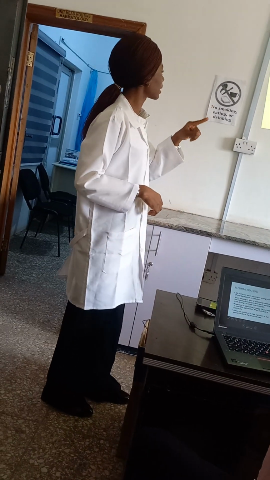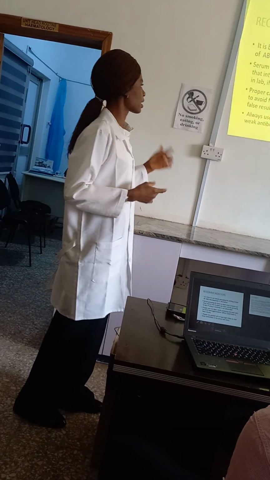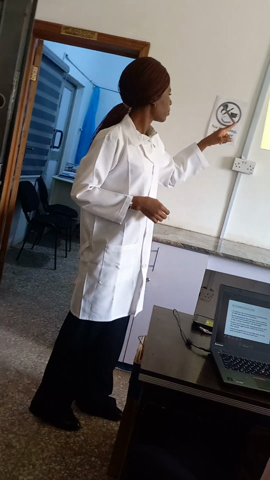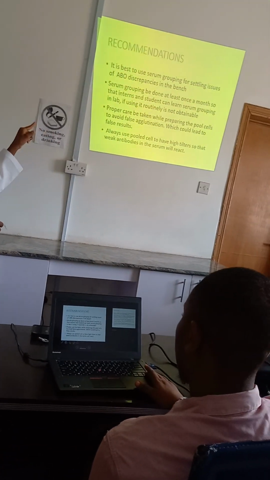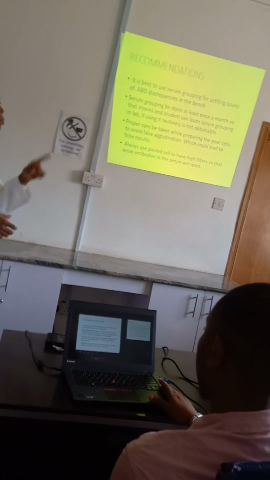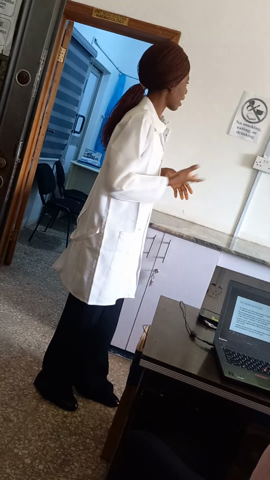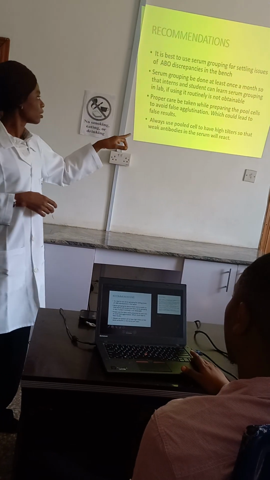I've talked about that. Serum grouping should be done at least once a month so that interns and students can learn the serum grouping in the lab, if using it routinely is not obtainable. I'm recommending that proper care is taken while preparing the pooled cells to avoid false agglutination, which can lead to false results. Always use pooled cells to have high titer. Always make sure you are bringing at least 3 to 6, or at least 3, so that you make sure that your titers are high, so that weak antibodies in the serum will react.